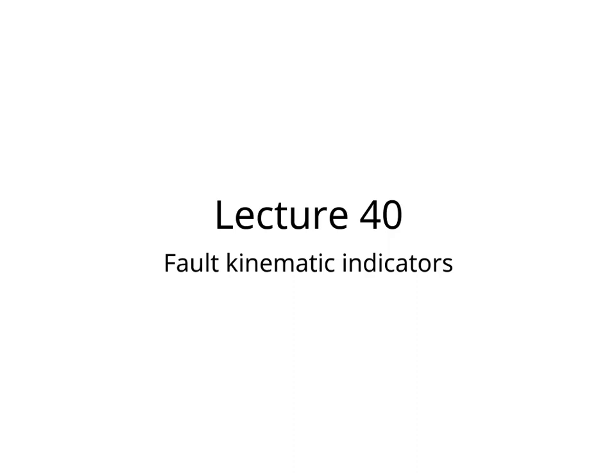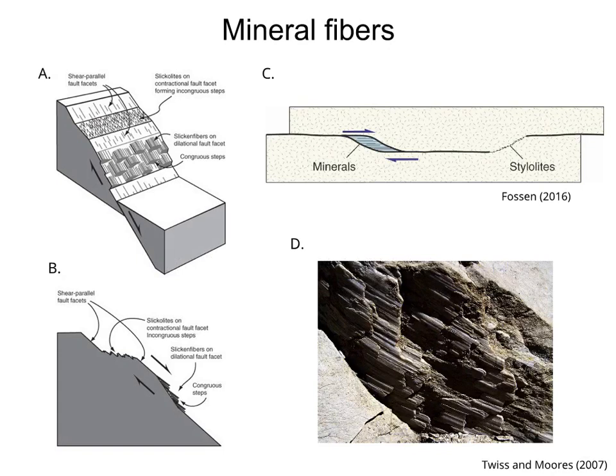Lecture 40, Fault Kinematic Indicators. There are several mesoscopic structures that can tell us the direction of fault movement. The first ones are mineral fibers.